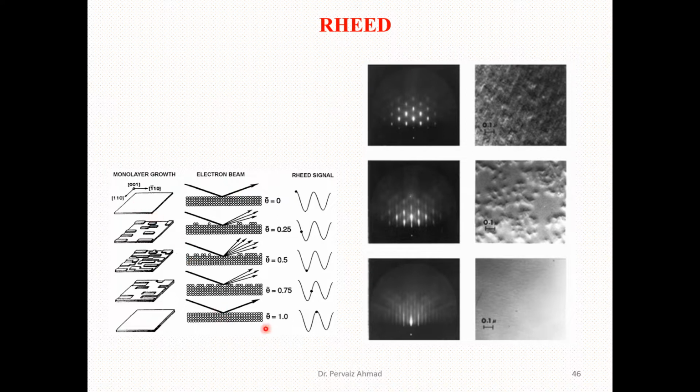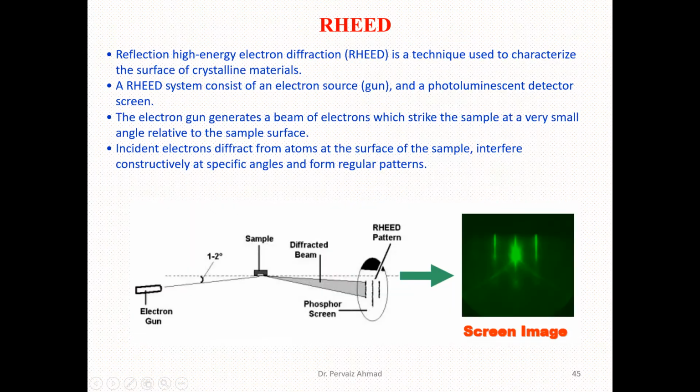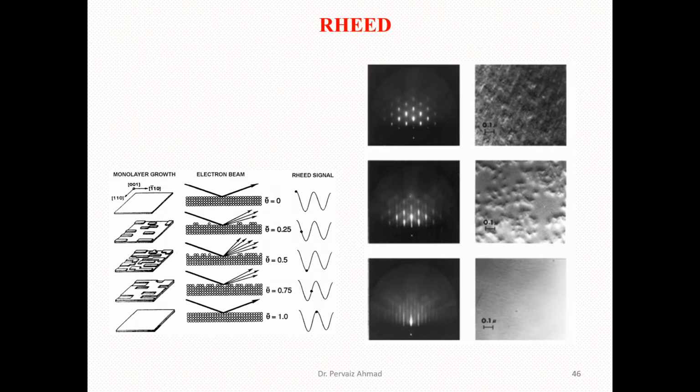So these are the photographs of the RHEED process. That normally we have shown here is the screen image of the RHEED process, and how it depends upon the electron beam. Here you can see that initially we have layers 1, 2, 3, 4, and then we have the fifth layer that's been formed by just changing the electron beam angle.